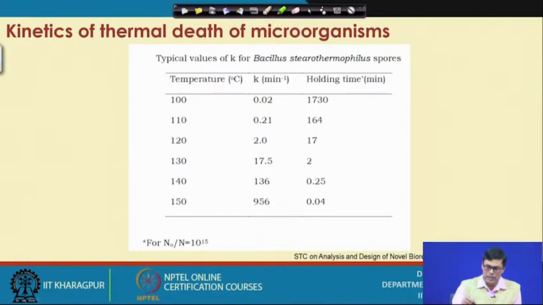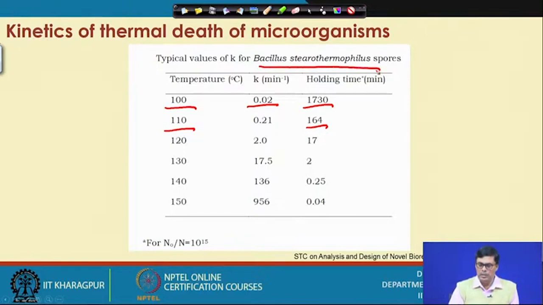Now, this is a very interesting thing: if you look at 100 degrees sterilization temperature, K is the thermal death rate constant, and the holding time is 1730 minutes. That means this is the sterilization time that is required. Now, at 110 degrees centigrade, it requires 164 minutes. This is by using the organism Bacillus stearothermophilus. Now, why did we consider Bacillus stearothermophilus? Because this is a heat stable organism. That is why we have taken it into consideration.